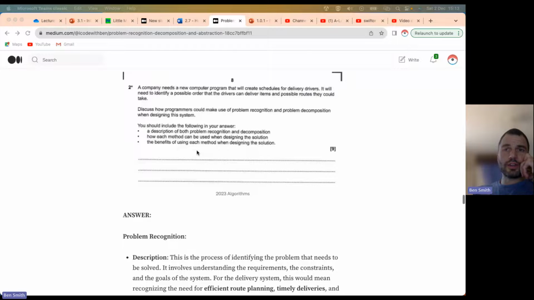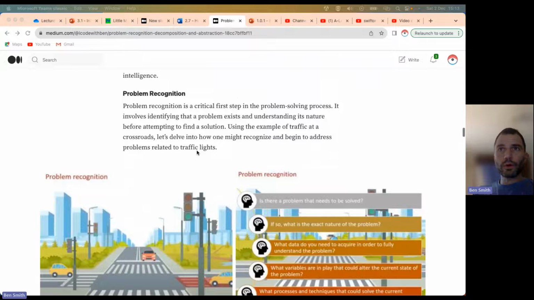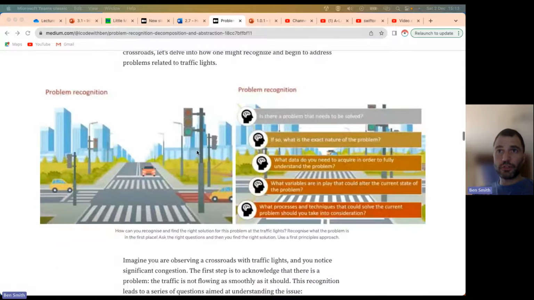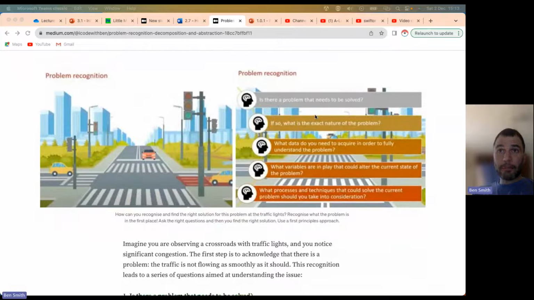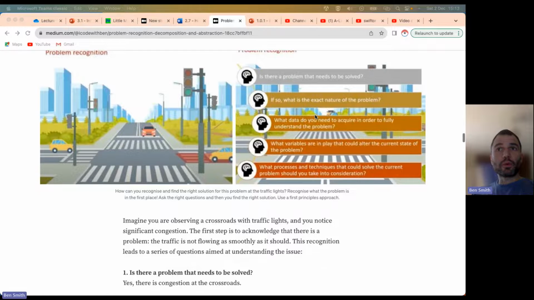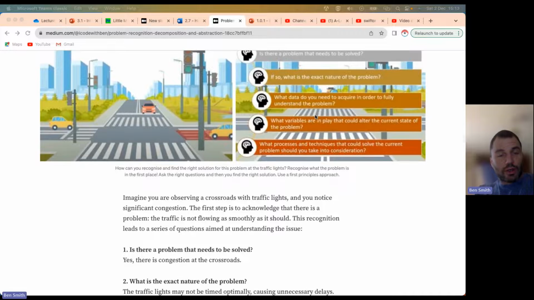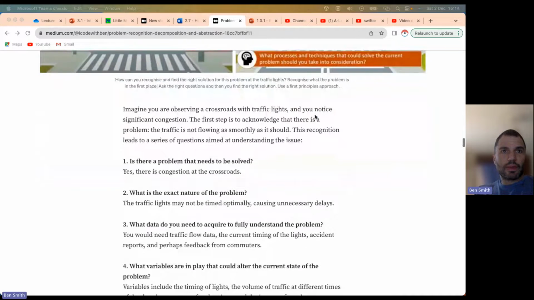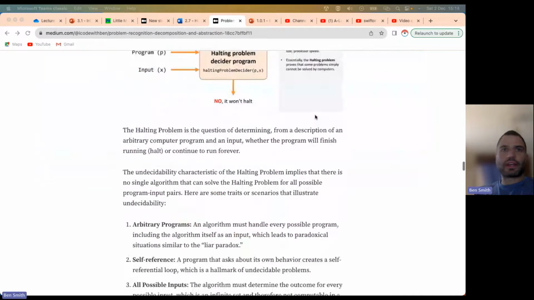is, let's go back up to here. So we're looking at, well, is there a problem that needs to be solved? What's the nature of the problem? What data are we going to need to get? And then what variables are in play that could alter the current state of the problem? And then what's our solution that we're going to make out of this, that we're then going to decompose.